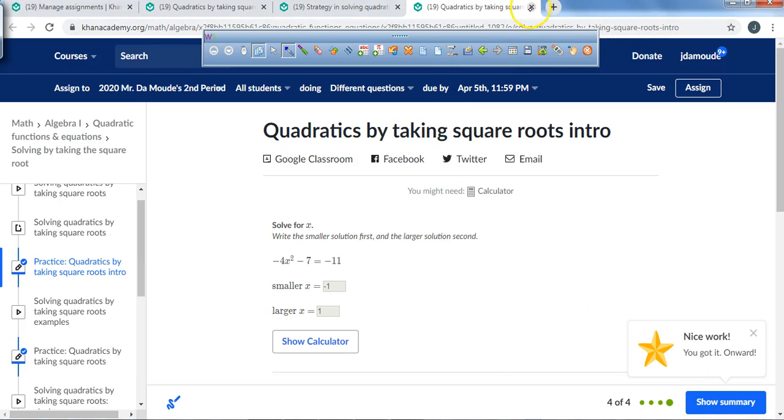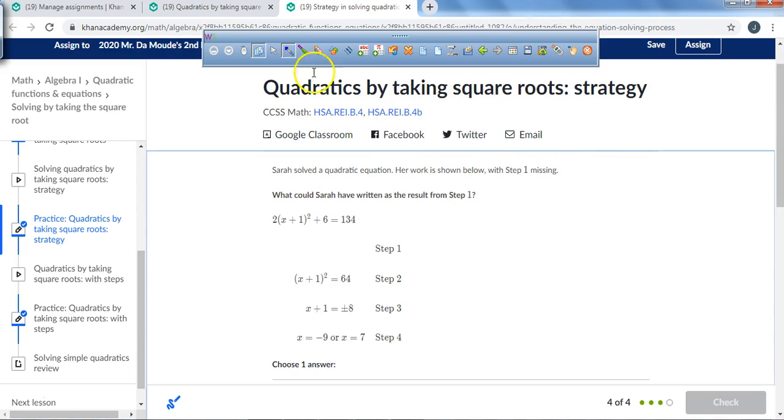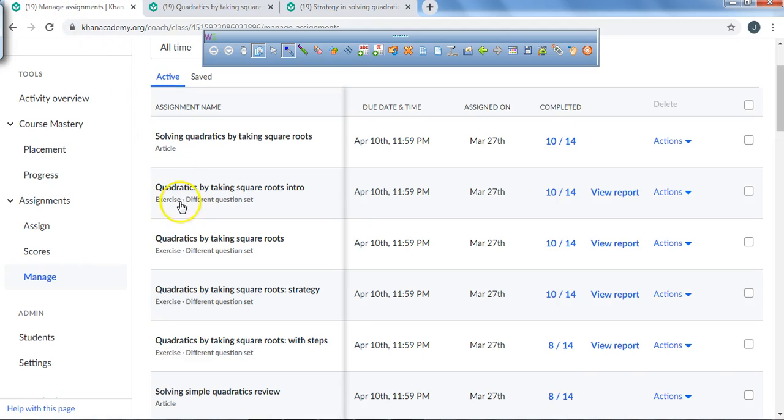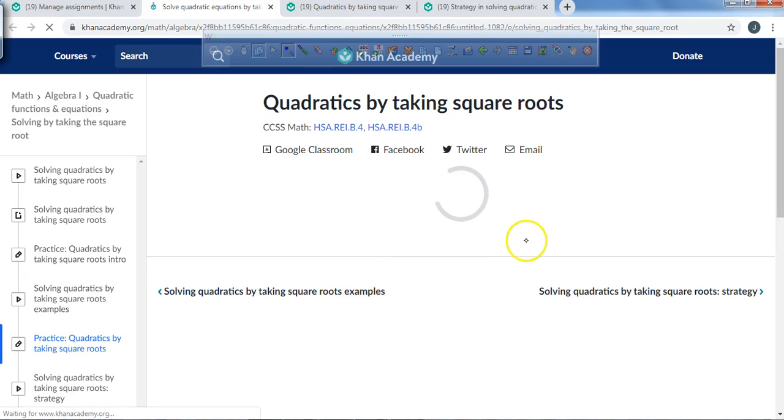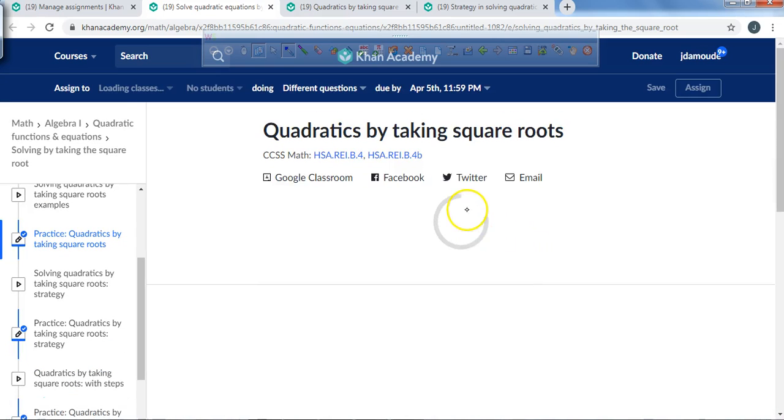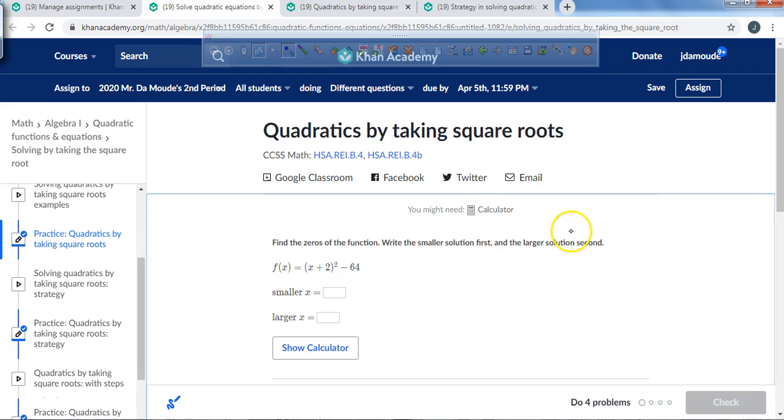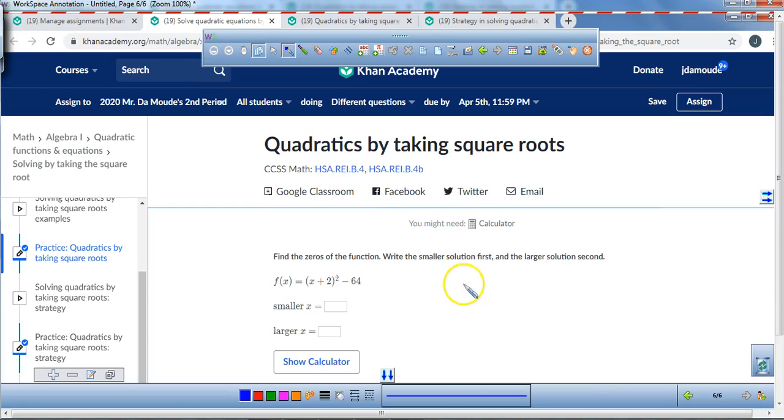Now, what I'm going to do real quick is I'll go ahead and do one more of those. Let's see here, go down and manage assignments. I'll just do one of the more difficult ones real quick. Let's do one more example, then we'll move on to the next section. Alright, so once again, this is quadratics by taking square roots.